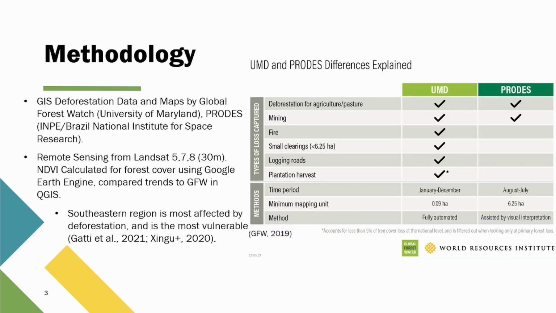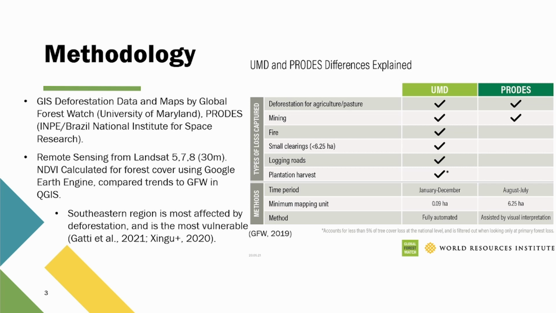The GIS, deforestation data, and maps used in this study are provided by Global Forest Watch and the Brazil Institute for Space Research, also known as INPE. Global Forest Watch data from the University of Maryland was primarily used because of its more precise methods and additional data such as logging roads and fires, as well as being able to capture smaller clearings less than 6.5 hectares. This data was originally derived from Landsat 5, 7, and 8. And by calculating the vegetative index, I obtained imagery that coincided with trends seen in the Global Forest Watch and PRODES data. That was provided by INPE.